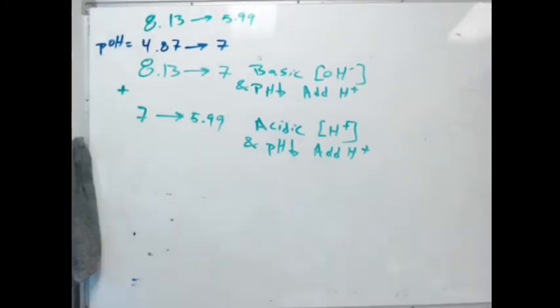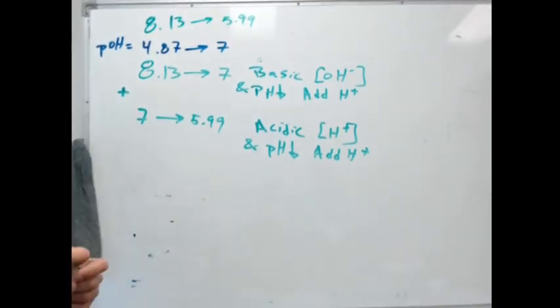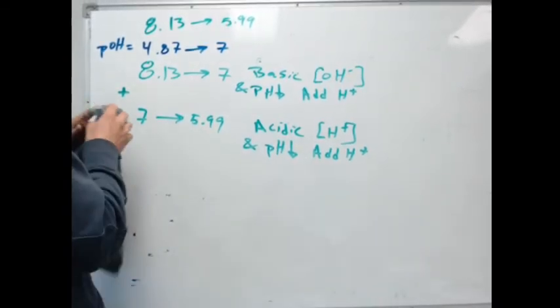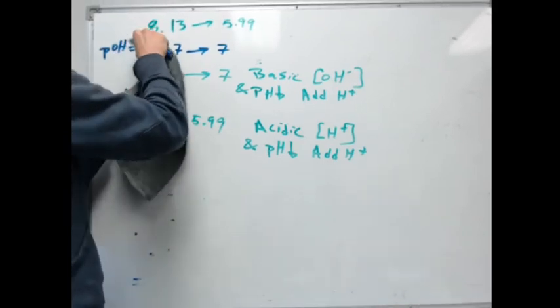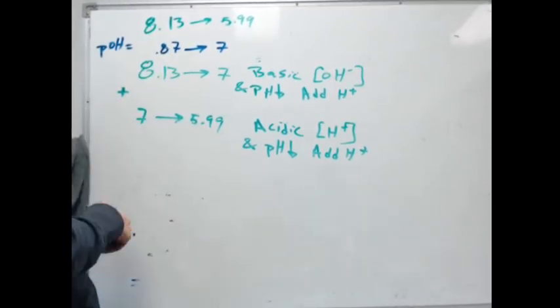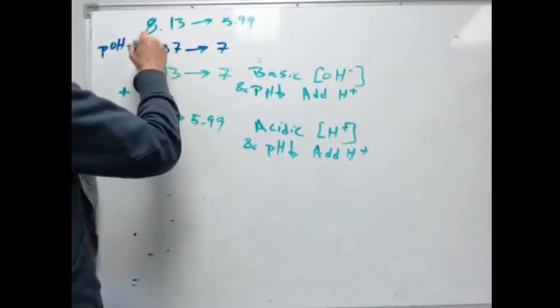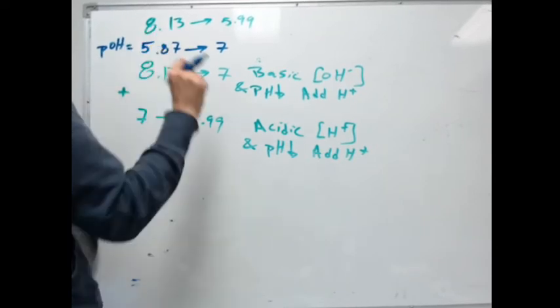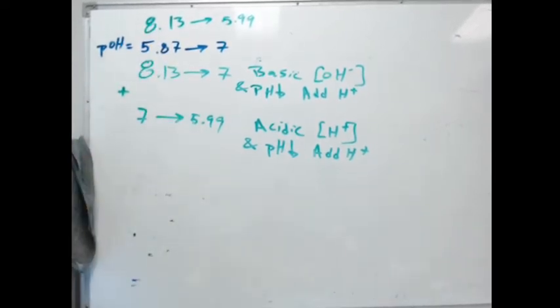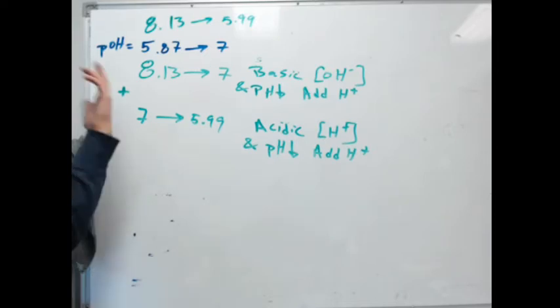Question? The 4.87 should be 5.87. Oh, thank you. I knew I was doing the math wrong. I think I was adding up to like 13. Thank you. 5.87. So if you started doing the problem without checking my math, shame on you. You know my math is bad. But there you go.